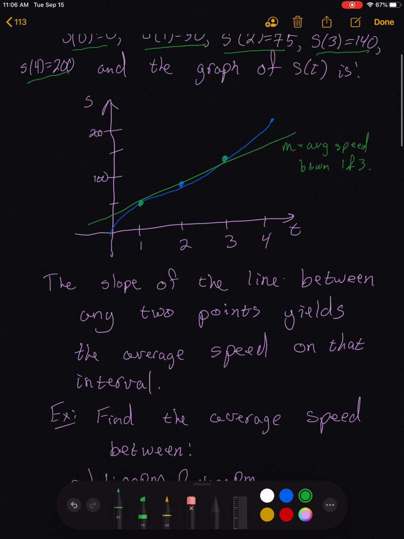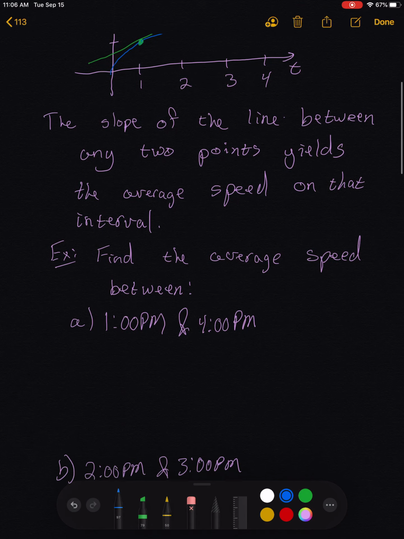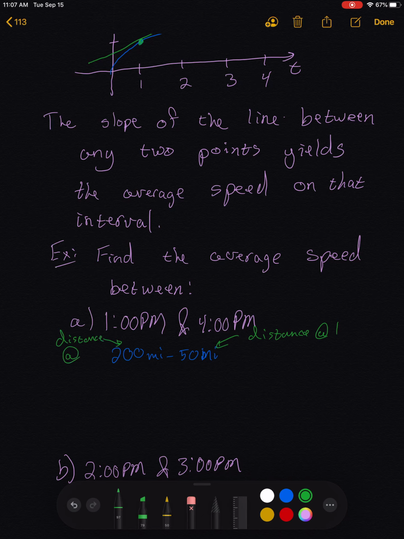So let me go back up and look. At 4 p.m., we traveled 200 miles, and at 1 p.m., we traveled 50 miles. So what I'm going to do to construct this is take 200 miles minus 50 miles. And again, 50 was the distance at 1, and 200 was the distance at 4. And the difference of those then tells us how far we traveled between 1 and 4.